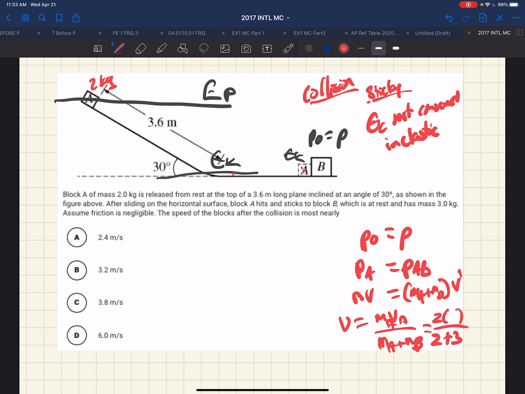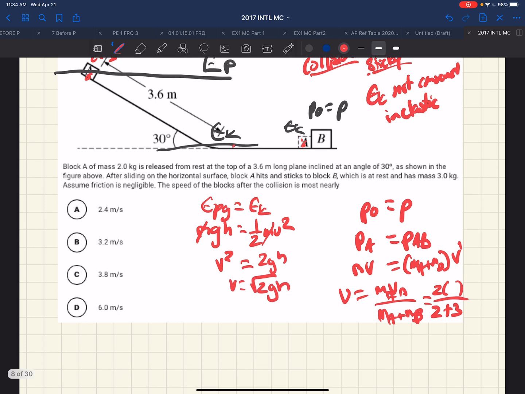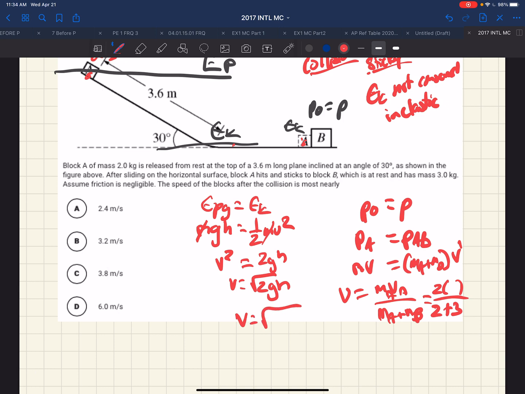Well, that's the kinetic energy, and that kinetic energy is going to be equal to the gravitational potential energy at the top. So EPG is mgh, and the kinetic energy is 1/2 mv squared. The mass at the top is the mass at the bottom, so the m's drop out. And so that v we're looking for, we have v squared is 2gh, and v then is the square root of 2gh. So v is the square root of 2 times 10, and what is that height?